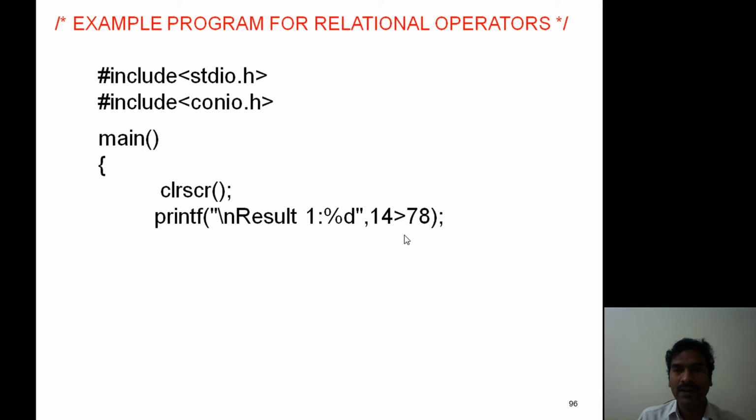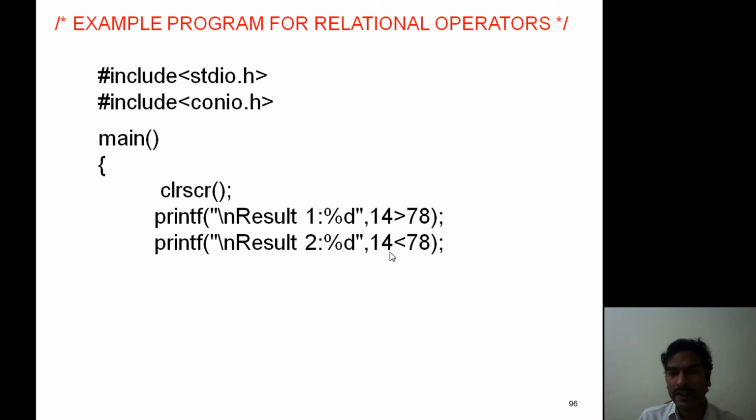Okay. Now this one, comparison statement. 14 is greater than 78. Is it true or false? False. Hence, it prints the result 1 value as 0. Another statement. Result 2. 14 is less than 78. Is it true or false? True. Hence, it prints the value as 1.